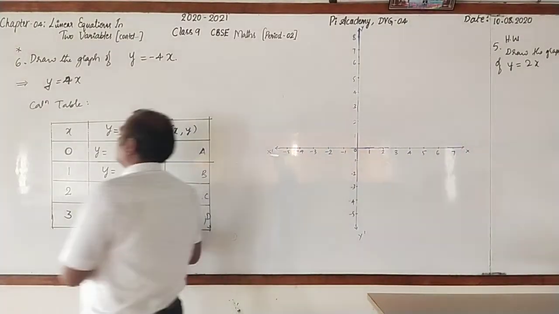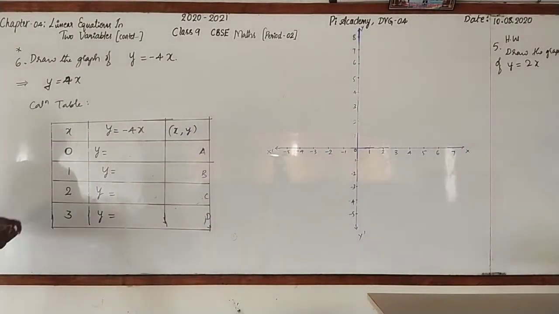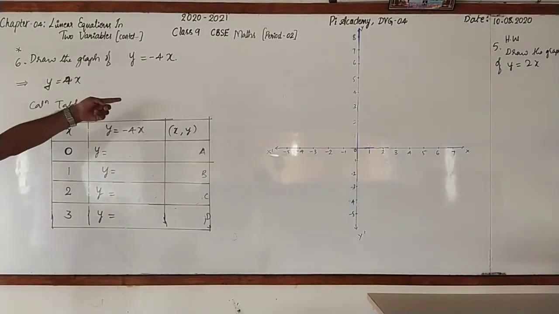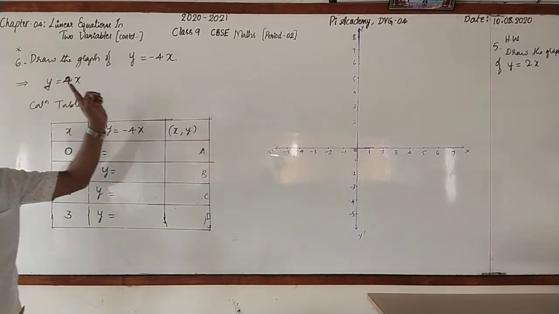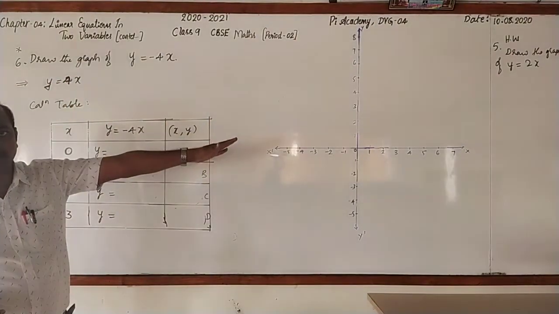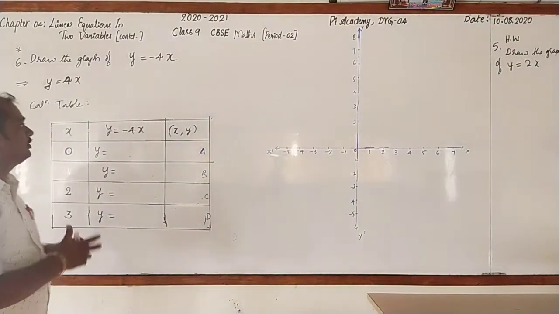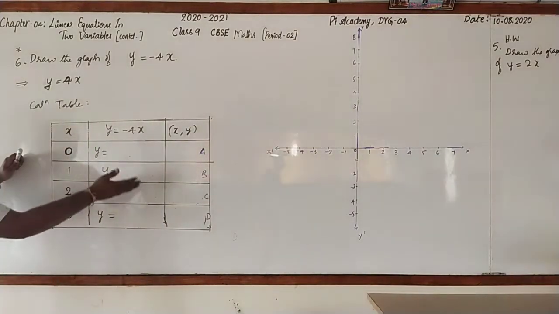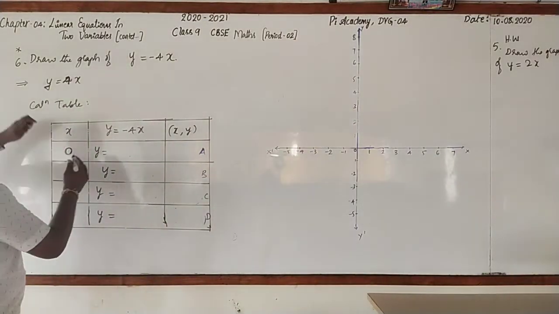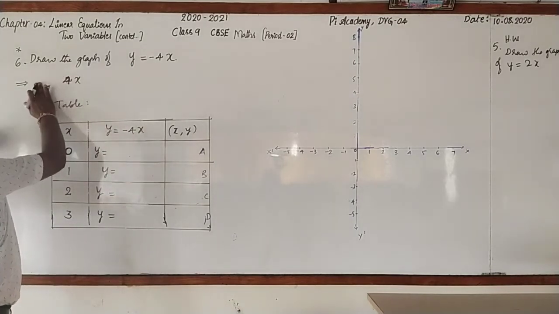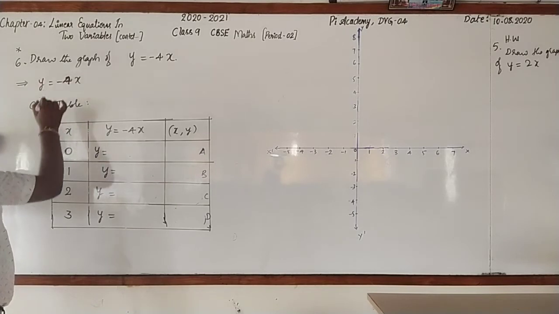Observe it. See, this time what I have done? Draw the graph of y equal to minus 4x. In the previous one, it was plus 4x and it has passed through origin through the quadrants first and third. Now, here let us check. The table will be the same. Observe it. So, y equal to minus 4x.